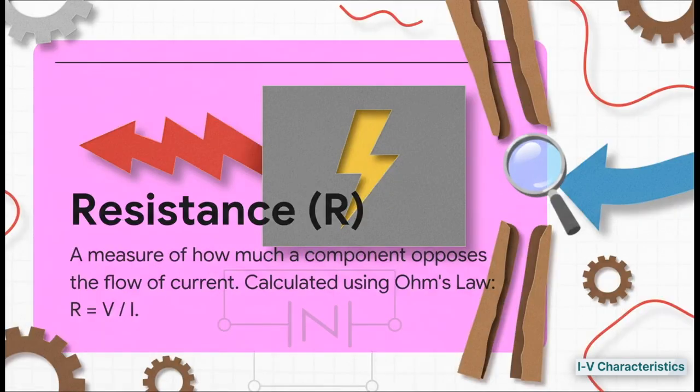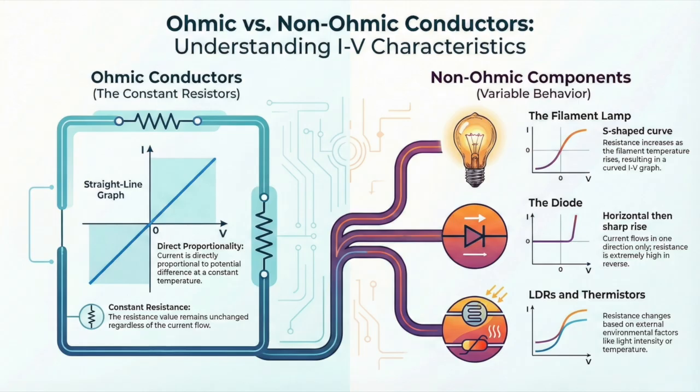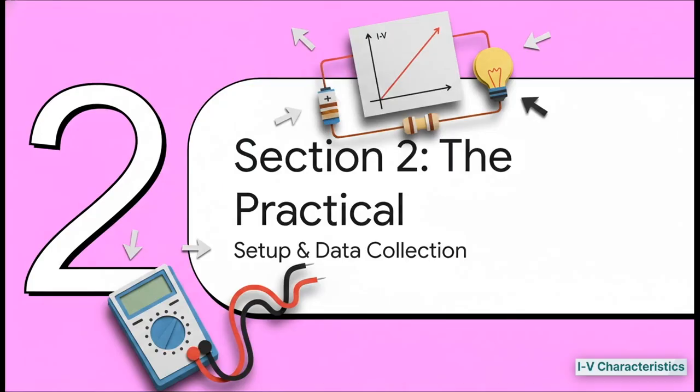You see, that flow isn't always a smooth ride. Resistance is basically how much a component fights back against the current. It's trying to slow those electrons down, and we can work it out using the absolutely essential Ohm's law equation. Resistance equals potential difference divided by current. Not all components resist in the same way. Some are called ohmic conductors. Their resistance is steady and constant. But others are non-ohmic, and that means the resistance actually changes as more current flows through them, usually because they start to heat up.